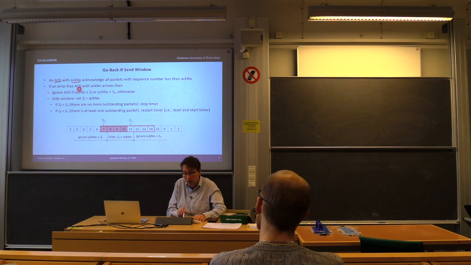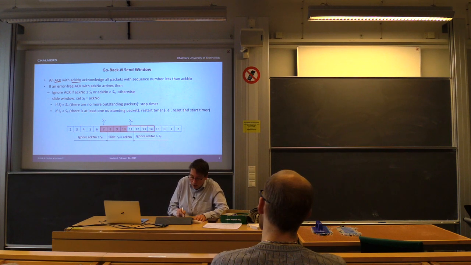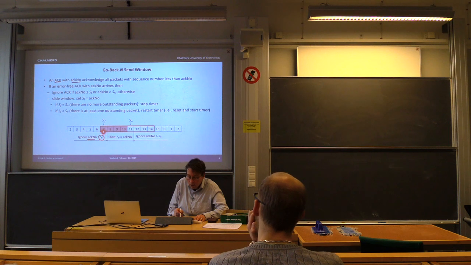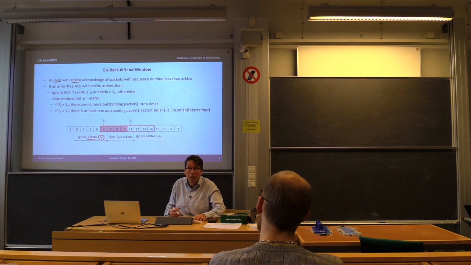But if an error-free acknowledgement message with acknowledgement number ACKNO arrives, then what do we do? First of all, we ignore the ACK if ACKNO is outside the window. So if it's less than or equal to SF or greater than SN, we ignore it. If I get an ACKNO which is less than SF, that ACK will acknowledge all packets which are to the left of the window. It doesn't mean anything to us because we have already received acknowledgements for these, so it brings no new information.